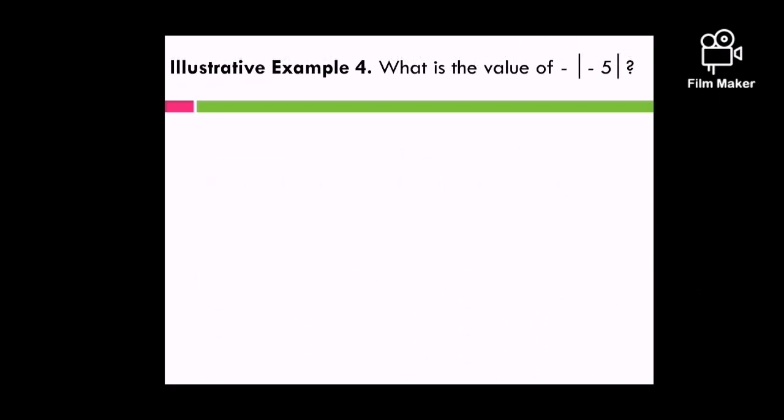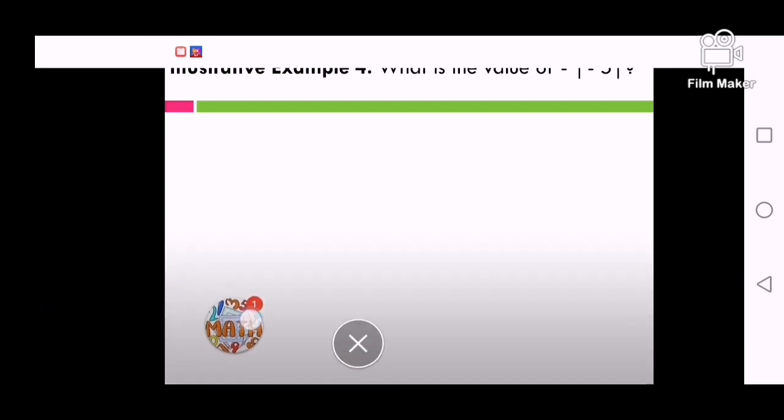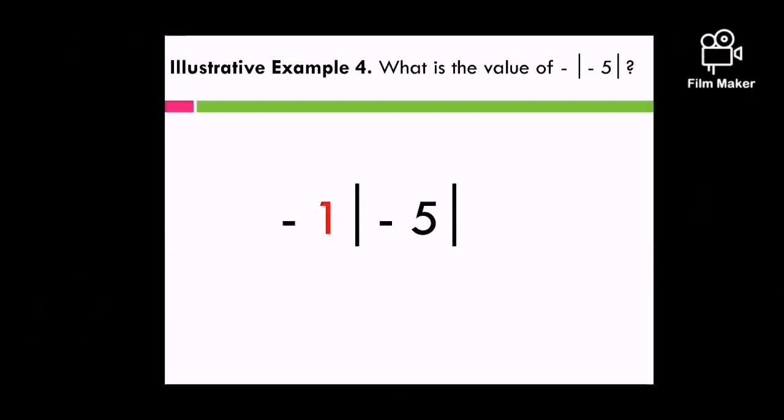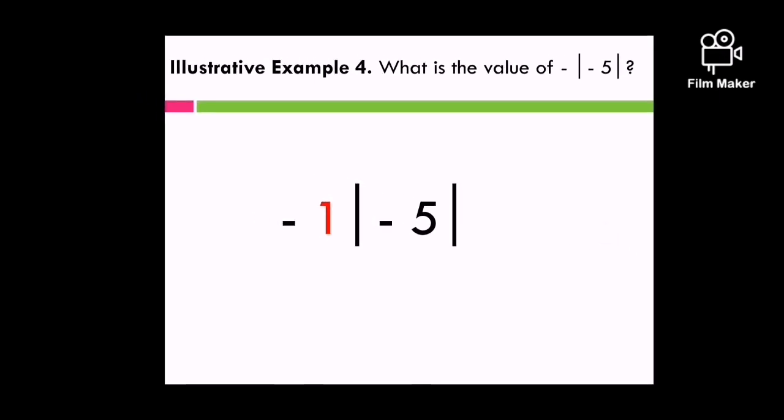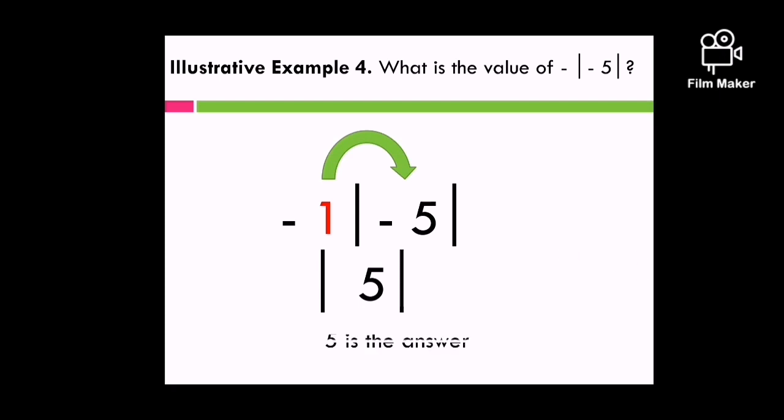What is the absolute value of negative 1 times the absolute value of negative 5? So that is, may invisible na 1 doon sa tabi ng negative. So that is negative 1 times the absolute value of negative 5. Using the distributive property, multiply negative 1 to negative 5. So that is the absolute value of 5, and then the absolute value of 5 is 5. The distance from 0 to 5 is 5 units. So 5 is the answer.